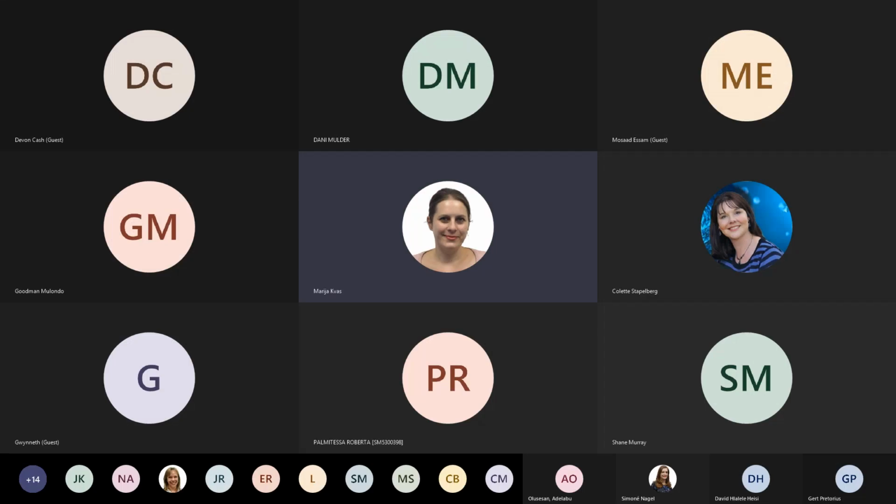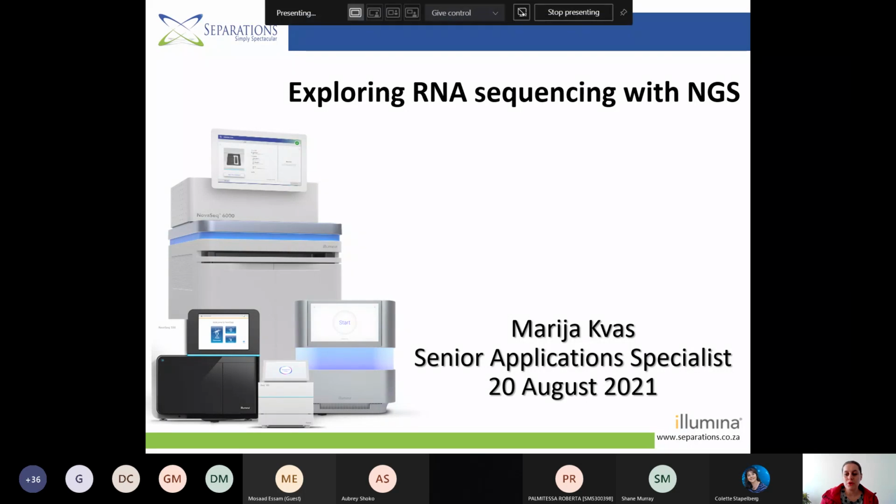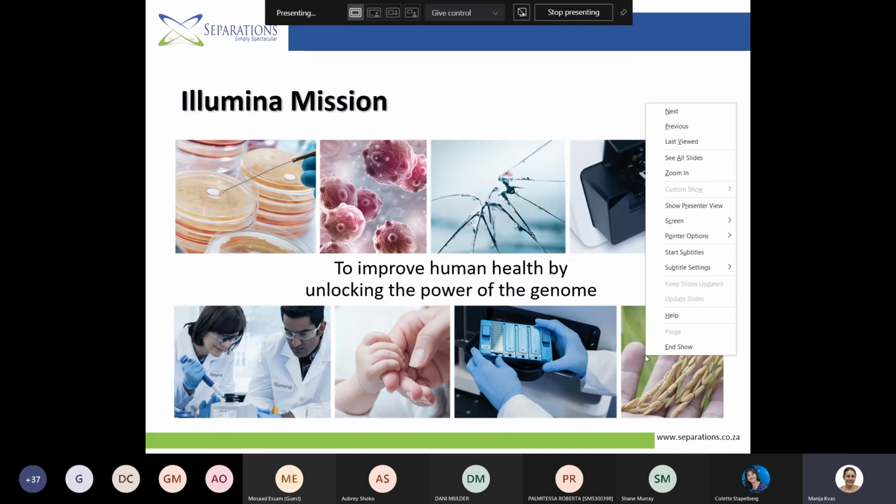Us again. Like Colette said, my name is Marija Kvas and I'm Senior Application Specialist here at Separations. And today we will be talking about RNA applications. For those of you that joined us last time, you will know that we were talking about microbes, how to identify, characterize, and monitor them, either if they are infectious diseases or the good guys. But today we will look into different RNA applications and how we can use those to improve human health.